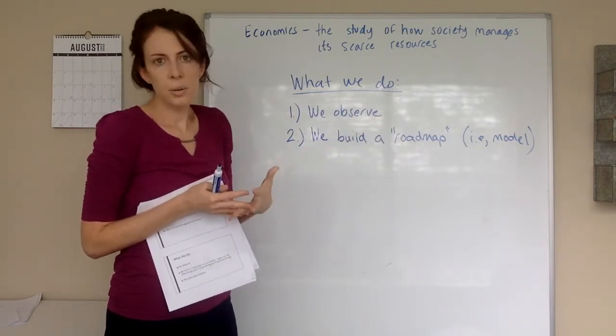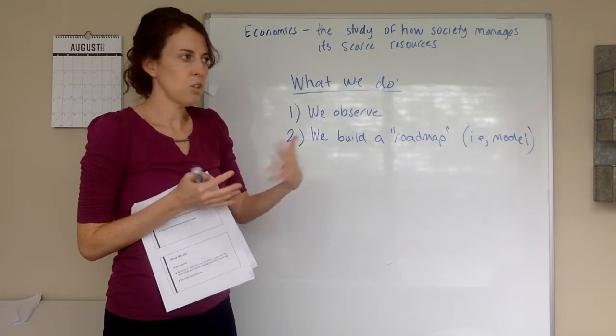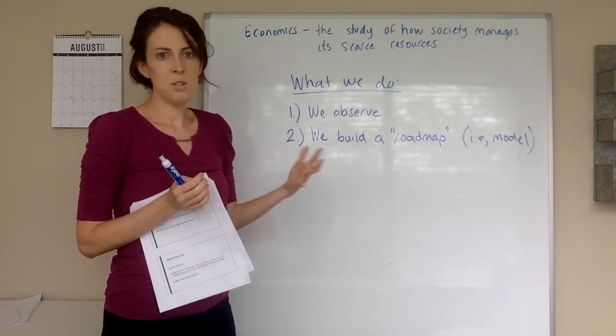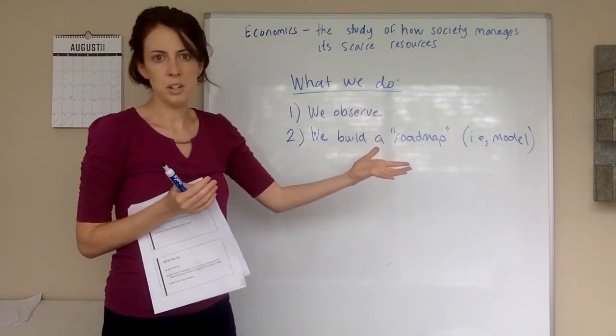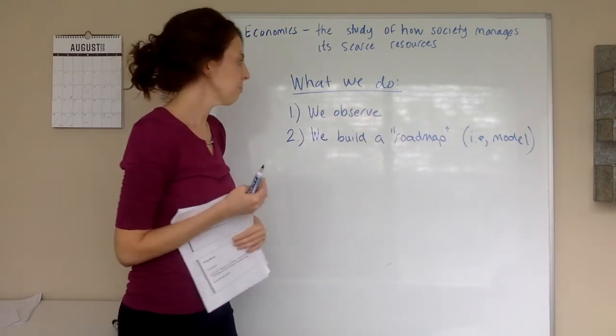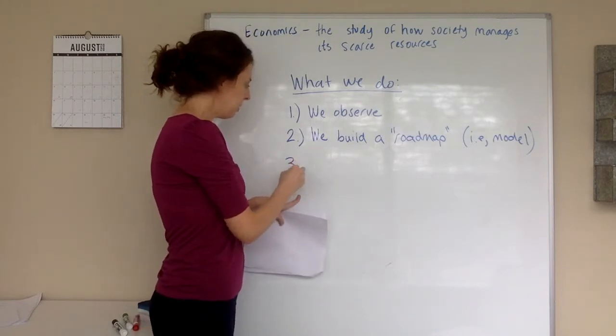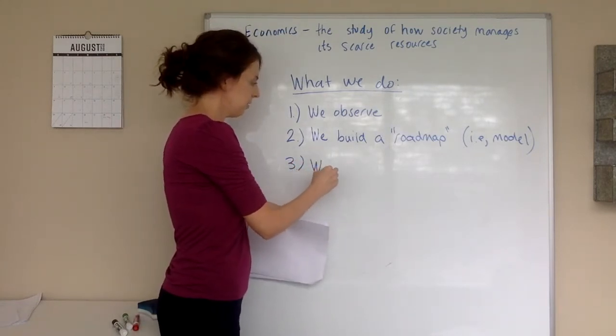Because if we included all the realities of the world, then the model would just get so complicated that it would be no easier to use a model than it would be to just look out your window and try to observe the world and figure out what's going on. Okay, the last thing economists do after they have the roadmap is we make assumptions.